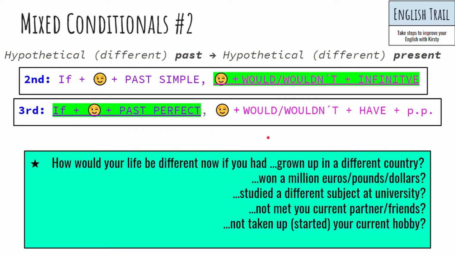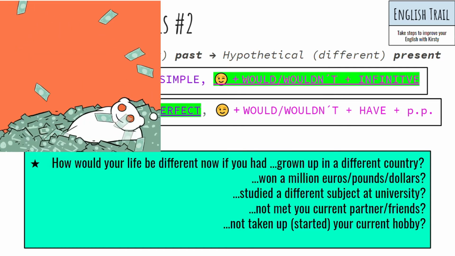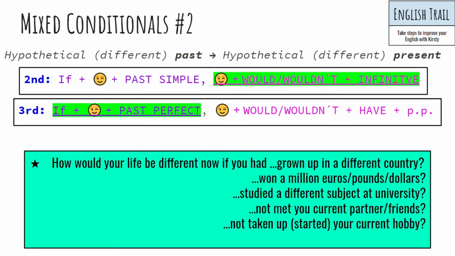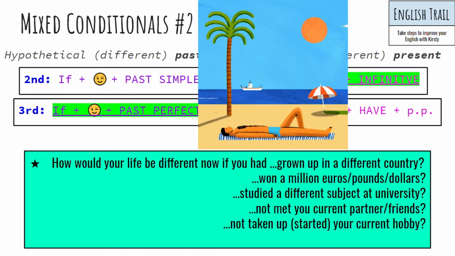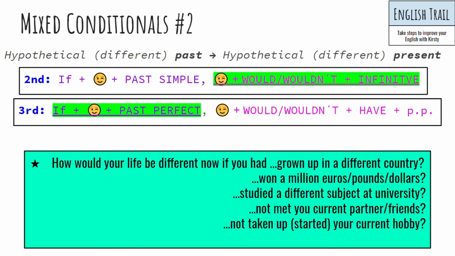Here's some questions that you could consider. So how would your life be different now if you had grown up in a different country? If you had won €1 million, pounds or dollars, say if you had won €1 million last year, how would your life be different now? Maybe you would be living in a mansion on a tropical island, or maybe you would be traveling around the world. How would your life be different now? How would your life be different now if you had studied a different subject at university?